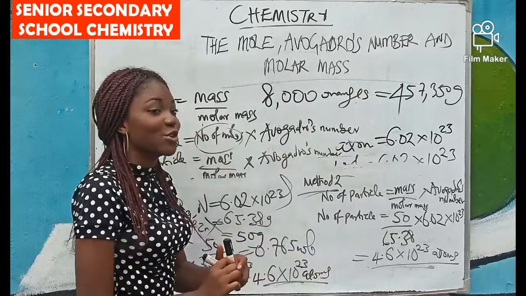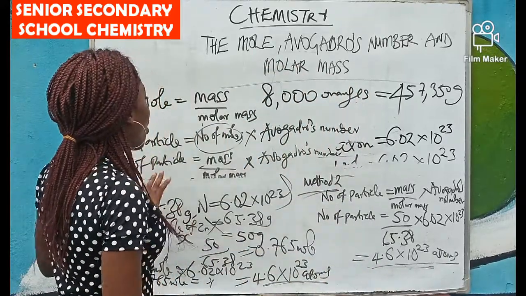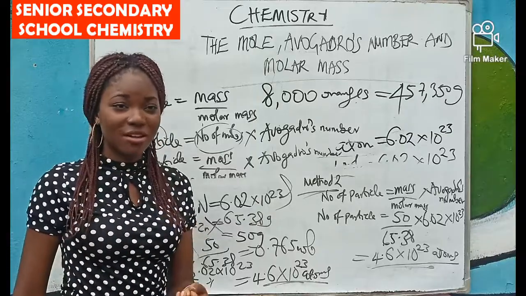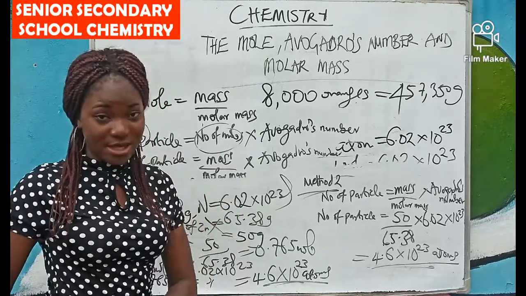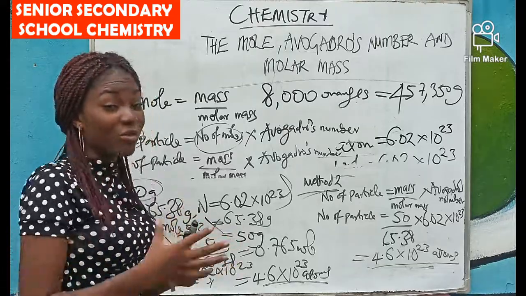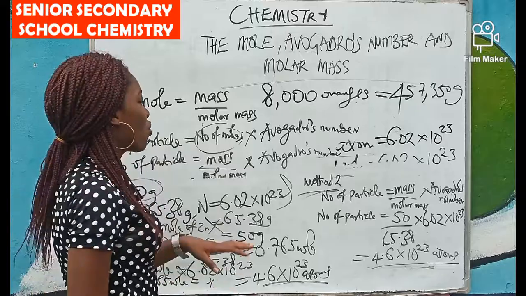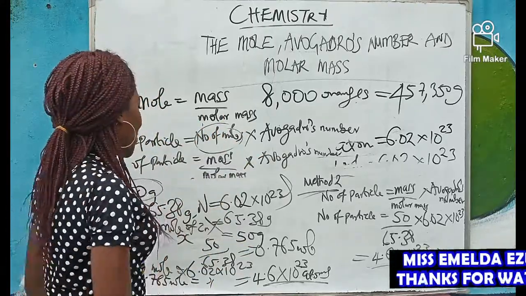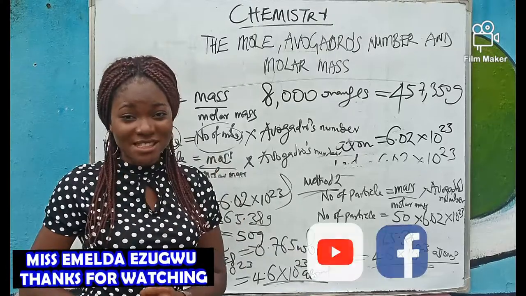So now you know how to obtain your number of moles when you're given the number of atoms present, and you know how to calculate the number of atoms present in a sample when you're given the number of moles of that sample. Okay, we've come to the end of this class.